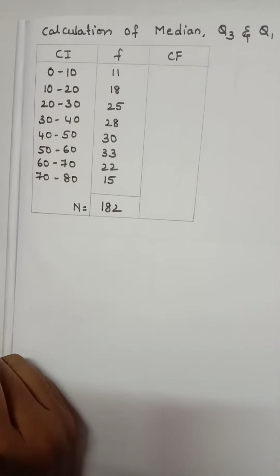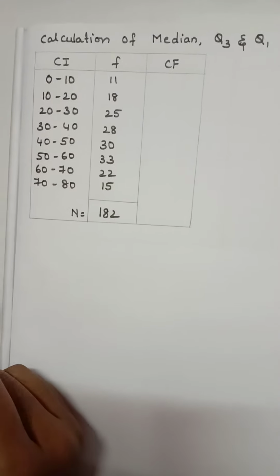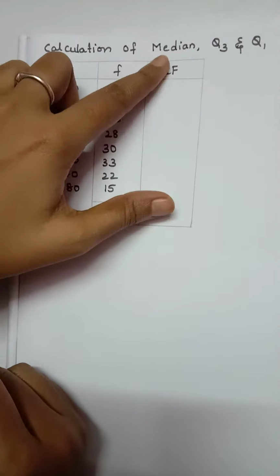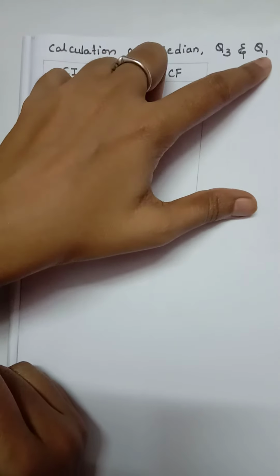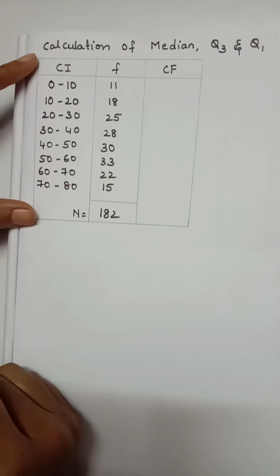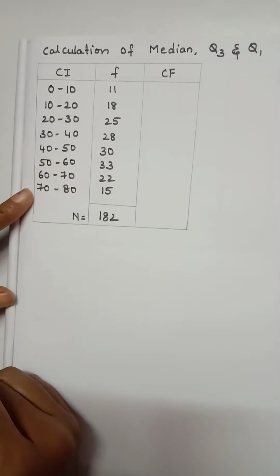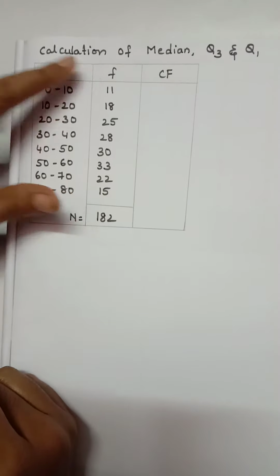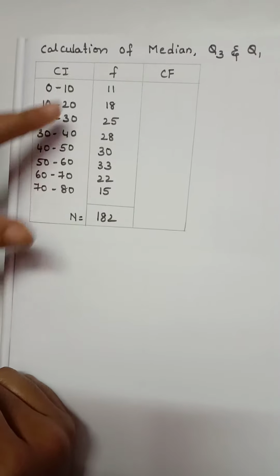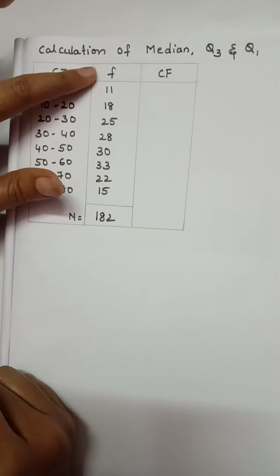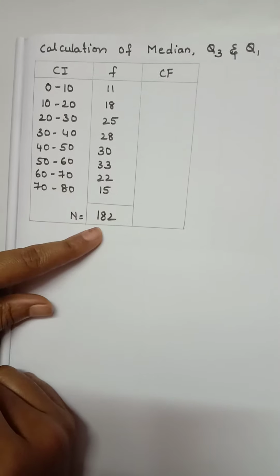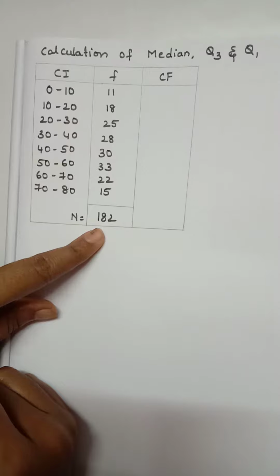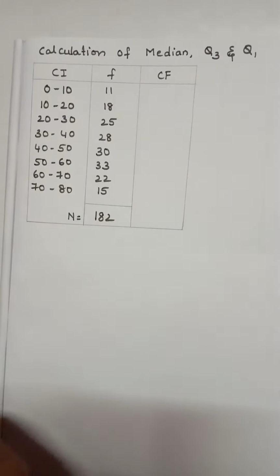Welcome to Genius tutorial. Today we are going to learn calculation of median, Q3 and Q1, that is quartiles. For the median, I have taken a continuous series example with class intervals and frequencies. After totaling the frequency, we got 182 as the n value, the number of observations.